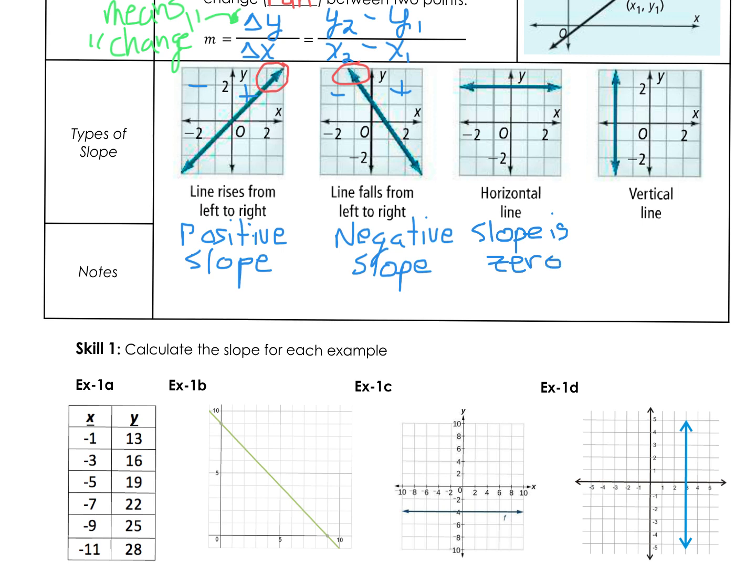And you get a 0 slope if your change in y is 0 over some number. So this is not a hashtag, it's a number. So you get a 0 slope because you have 0 over some number. That is going to equal 0.